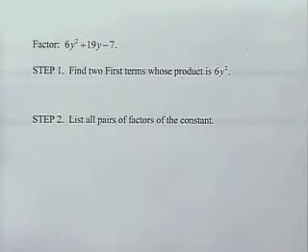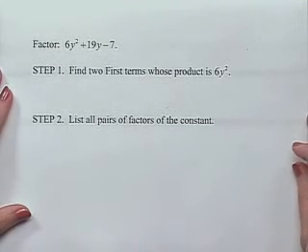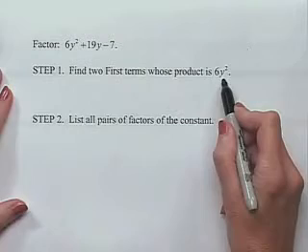Here's another problem dealing with factoring a trinomial. Factor 6y squared plus 19y minus 7. Step 1. Find 2 first terms whose product is 6y squared. Well, it turns out in this case we have more than one choice.